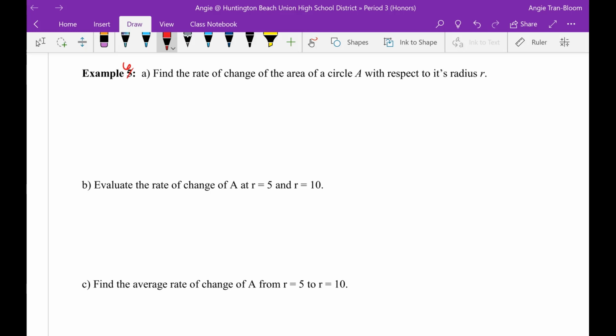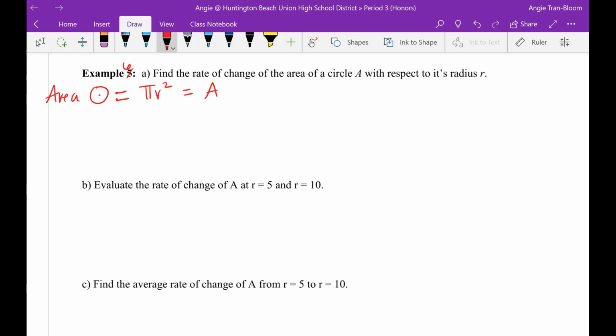Example 6, A: find the rate of change of the area of a circle, let's call it A, with respect to its radius r. So what do you remember about the area formula of a circle? Area of a circle, what's the formula? Do you remember? Area equals what? Pi r squared, okay. Let's just use A for area.